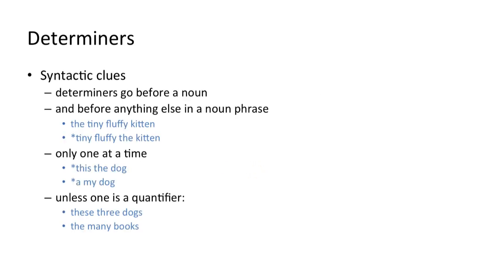As far as the syntactic clues are concerned, all these words go in the same place. They go before a noun, but they also go before anything else that comes in front of a noun in a noun phrase. So if there's one or more adjectives in front of the noun, as in tiny fluffy kitten, the determiner has to come not just before the noun, but before the adjectives as well. We have to say the tiny fluffy kitten, not tiny fluffy the kitten, or tiny the fluffy kitten.